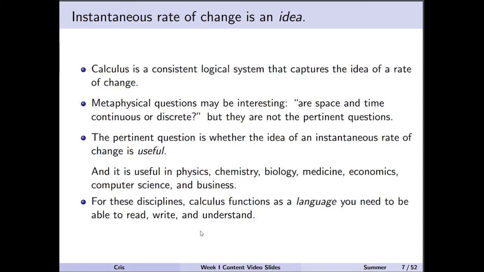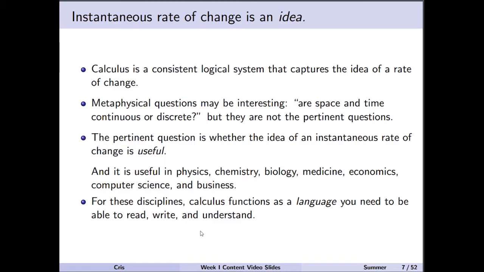Now I want to stress that the instantaneous rate of change is an idea. And really calculus is a consistent logical system developed by mathematicians that captures this idea of an instantaneous rate of change. You may be like me when I was younger and find philosophical questions very interesting. You know, are space and time continuous? Are space and time discrete? Right? Is reality like a flip book that goes from page to page? Or can you chop space and time into arbitrarily small pieces? These are kind of interesting questions, but they're not really the pertinent questions.